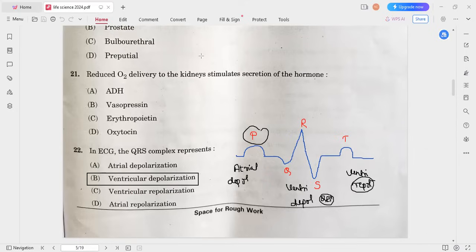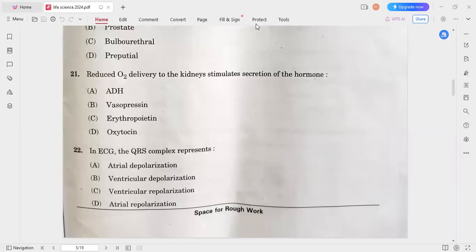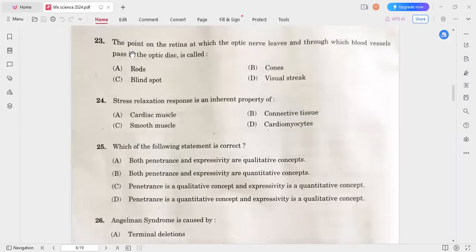Okay, so this is about ECG, which comes under which unit, human physiology or animal physiology? Now move on to the next question, question number 23. The point on the retina at which the optic nerve leaves and through which blood vessels pass, the optic disc, is called what?